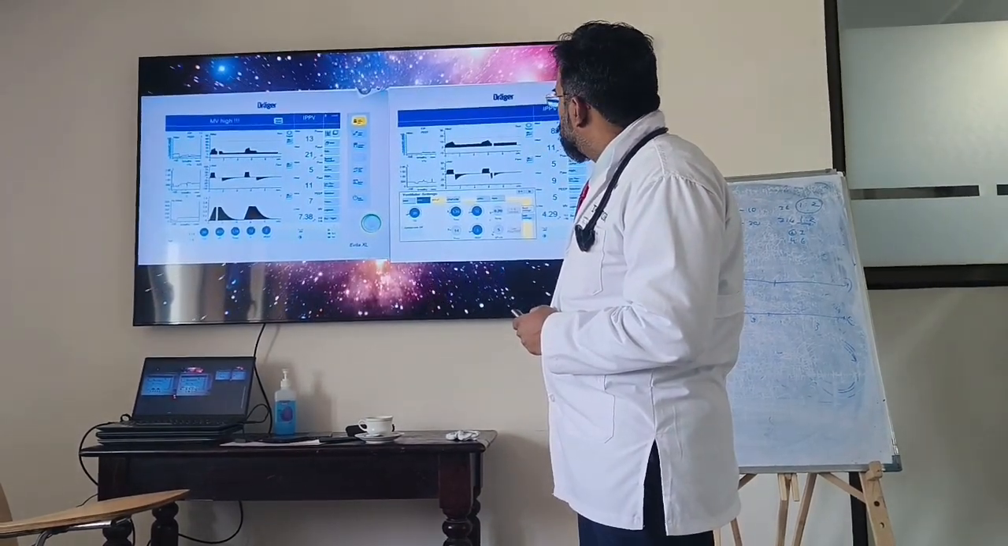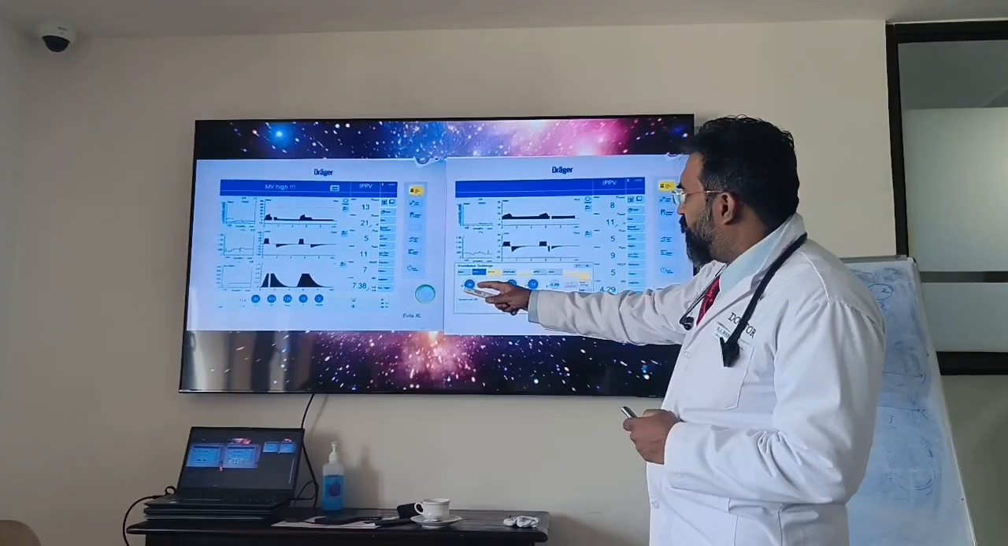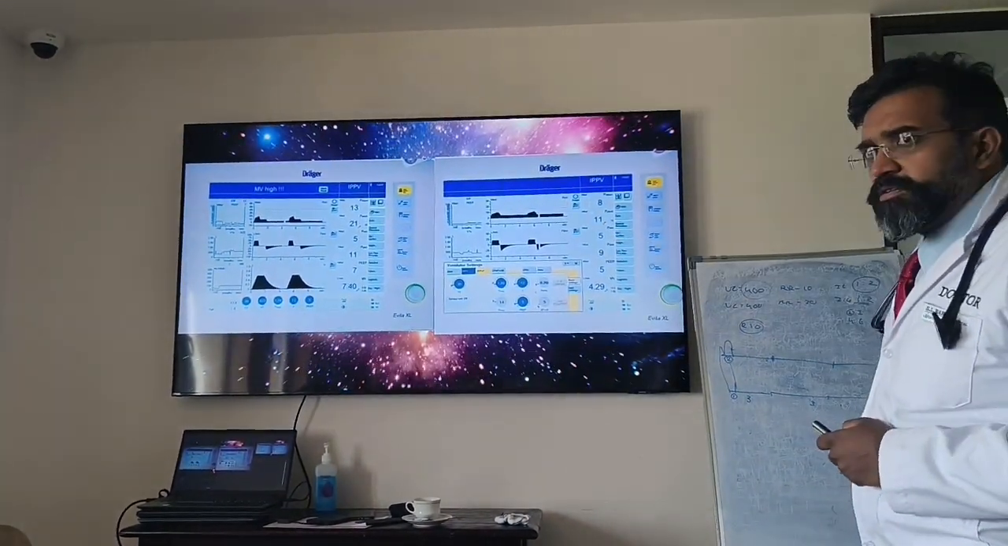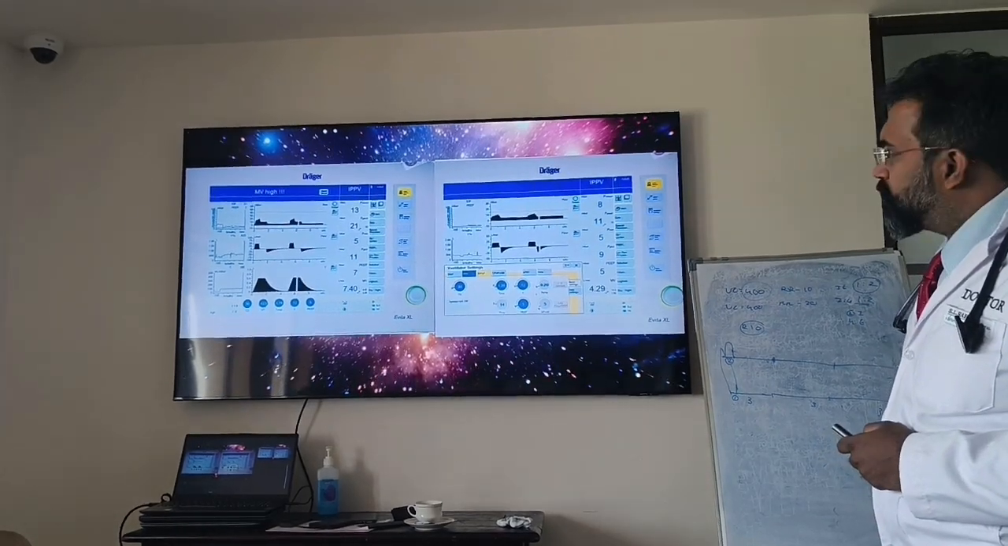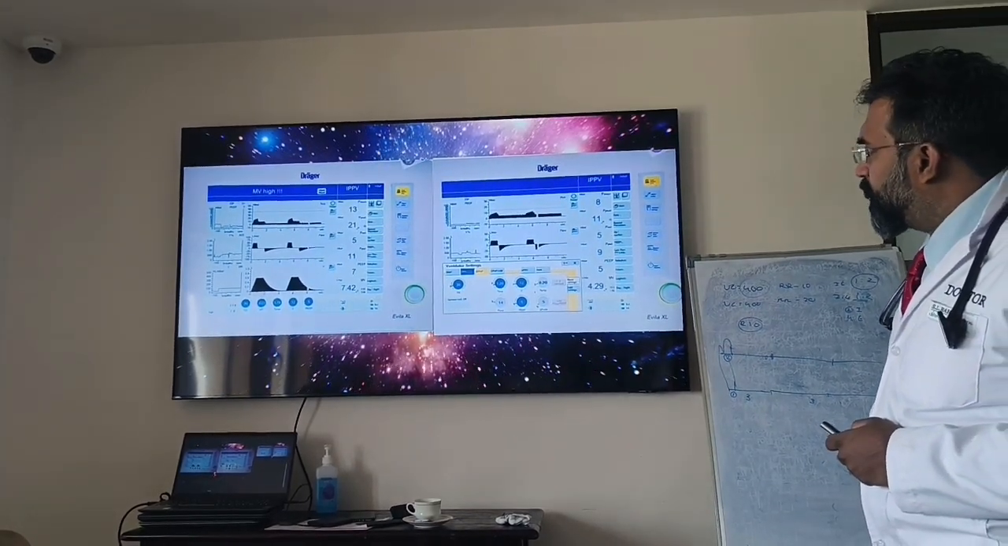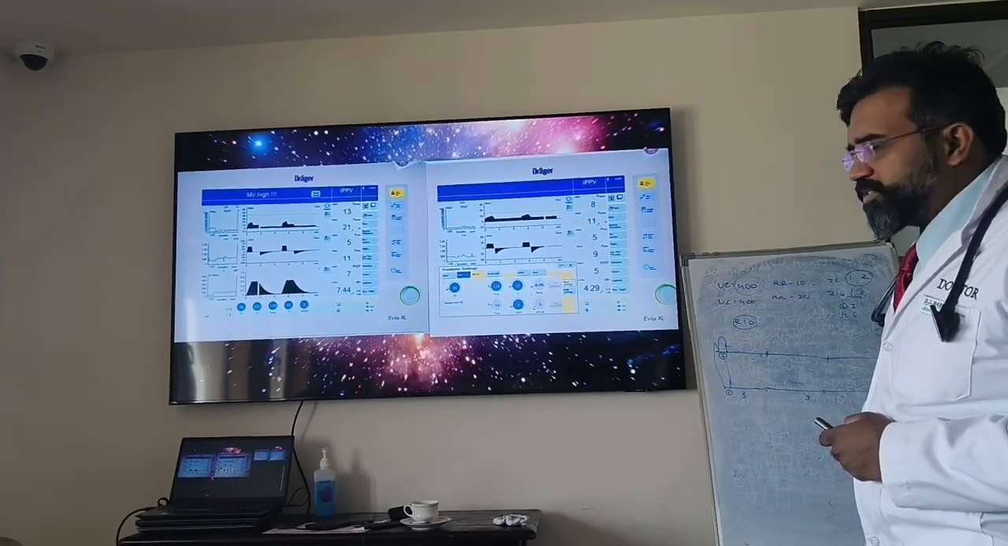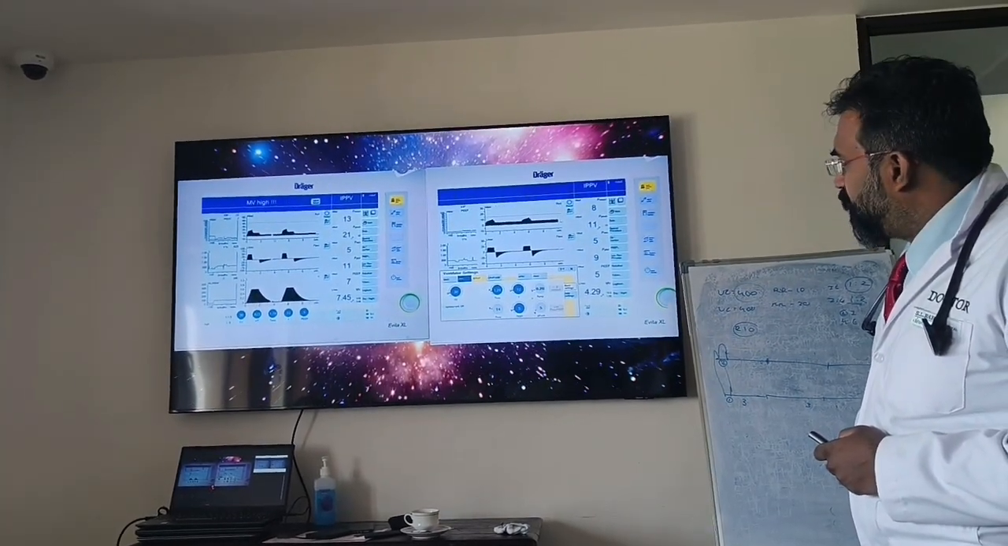Let's see what this is. Okay. So this is the difference between volume and pressure. So you can see that, right? There's a clear difference between. So that side is volume. Volume control. This controlled breath, volume control, patient trigger. This side is pressure. Pressure now. Yes.